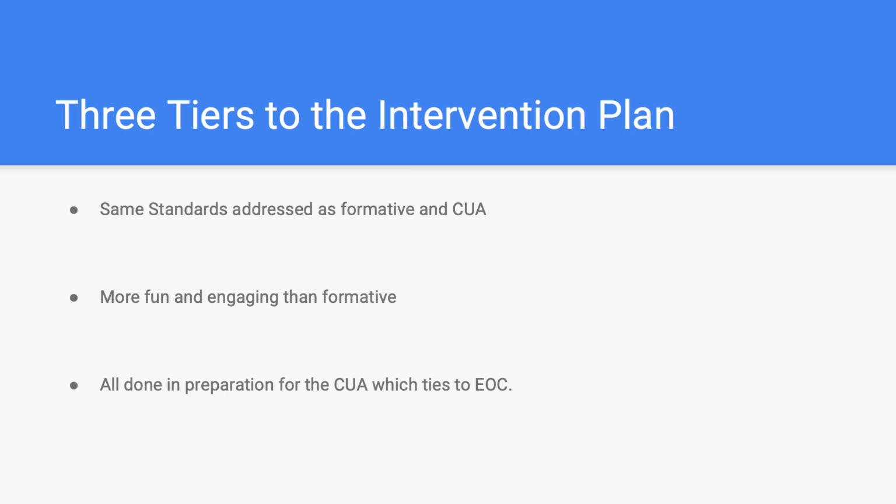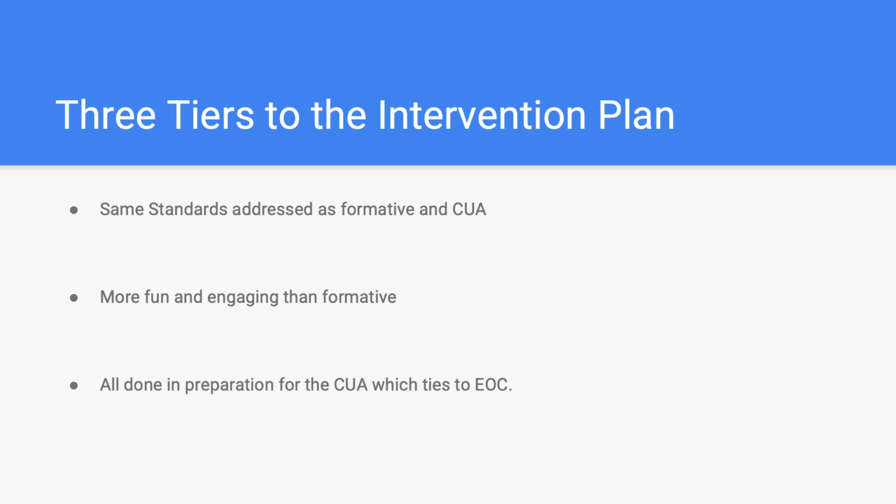We decided, of course, to keep the same standards and address those same standards that the formative did because they tied directly to the Common Unit Assessment and, of course, the EOC. We decided, as a group, to make this more fun and engaging than the formative was. So we wanted to take it off the platform of peer assessment and make it more personal and fun, and maybe even throw some videos in there. And of course, this is all done in preparation, again, for the CUA.